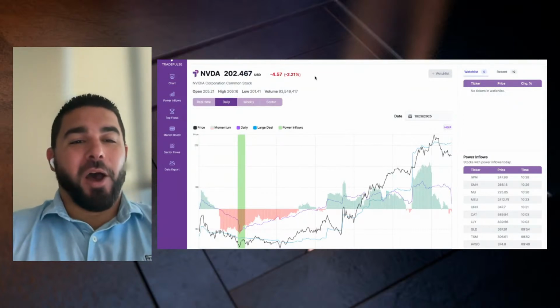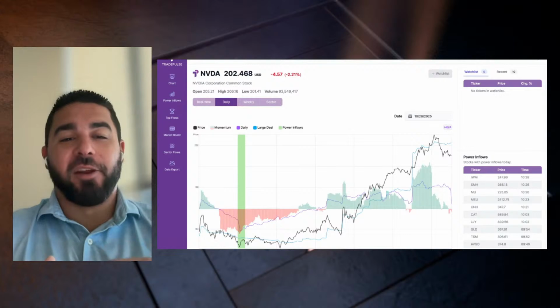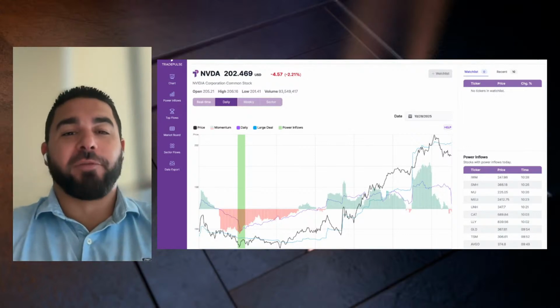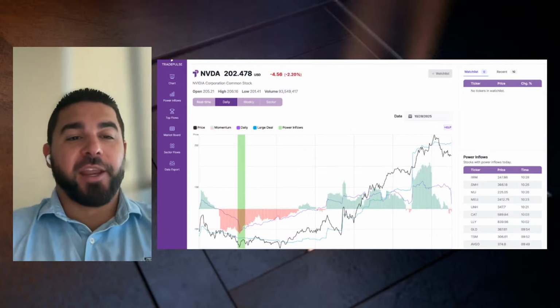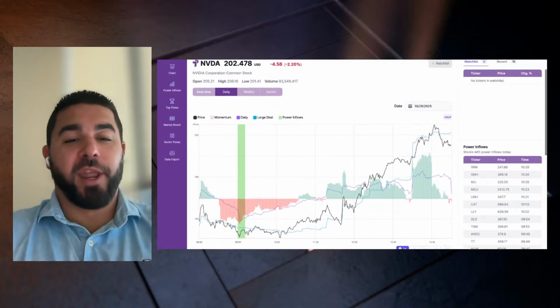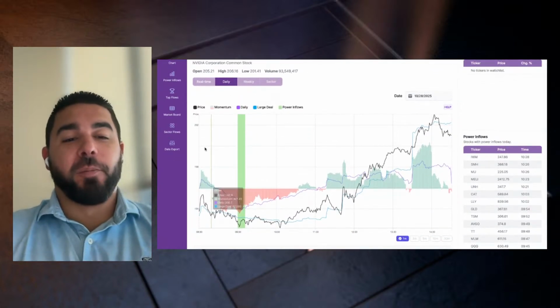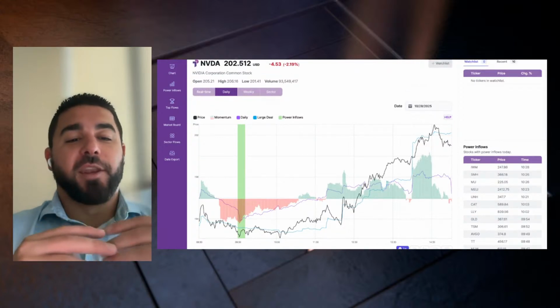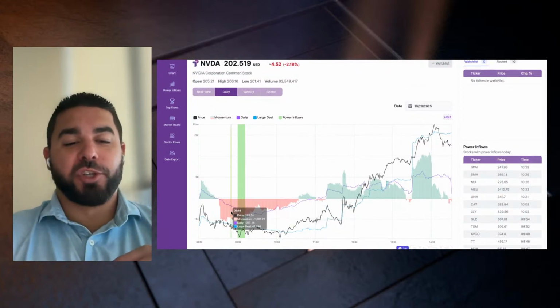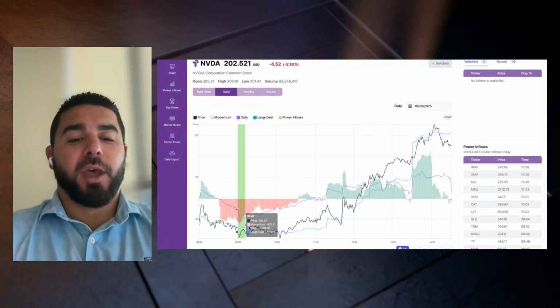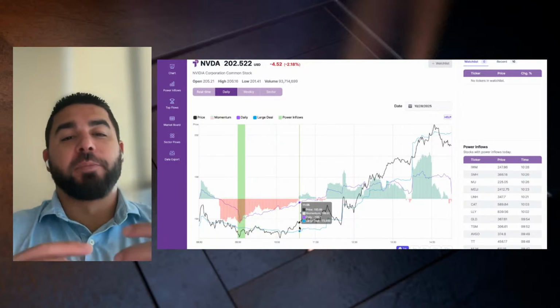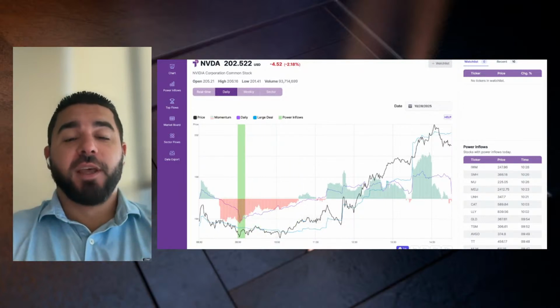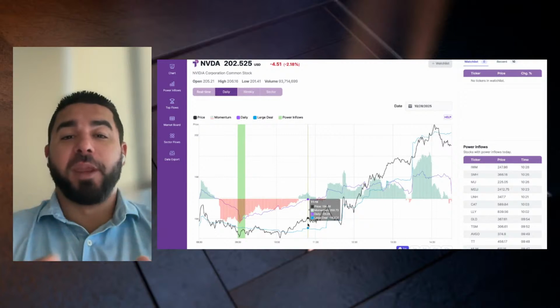So I'll go over some of the data here, what we're looking at, and how it all ties together within our platform. What you're looking at here is NVIDIA from October 28th, from market open to market close. In terms of the data points, we'll just start with this black line here. That is representative of the stock price. So we track this minute by minute in real time.